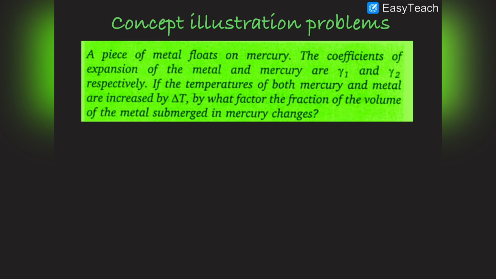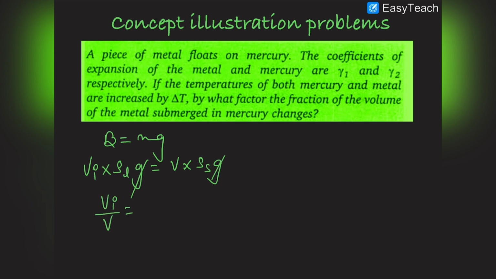First of all, we know that as the metal piece is floating on mercury, buoyancy will balance mg. Buoyancy will be V immersed into rho of liquid into g, and mg would be V total into rho of solid into g. Cancelling g with g, V immersed upon V, the fraction of volume immersed in the mercury initially, is rho S upon rho L.